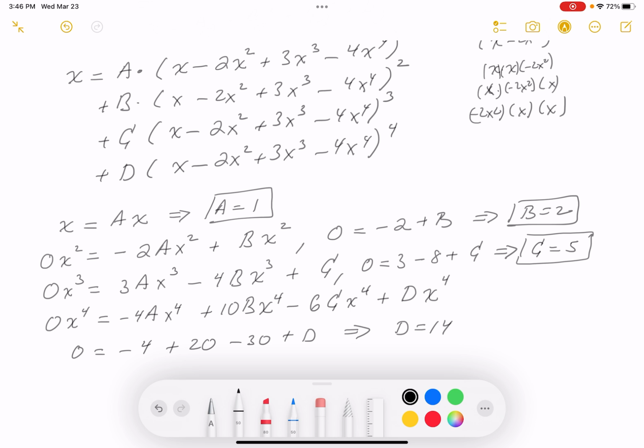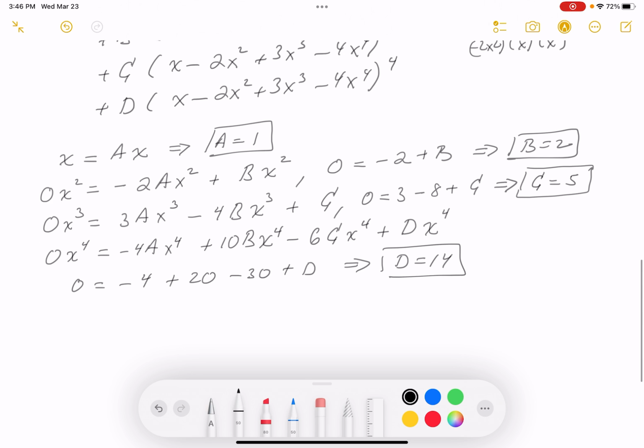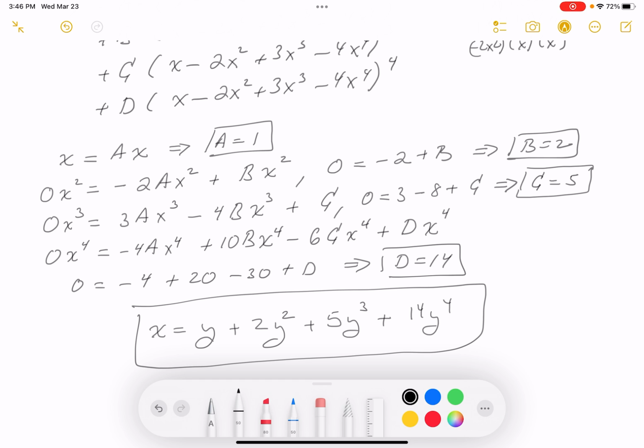All right, I think I got them all. I'll put a little box around this guy, it's really important to me. I'm going to write down the reversion now. So x equals y plus 2y squared plus 5y cubed plus 14y^4. I'm going to go to the key, wake my computer up, see how we did. x equals y plus 2y squared plus 5y cubed plus 14y^4. We did okay. Thank you.